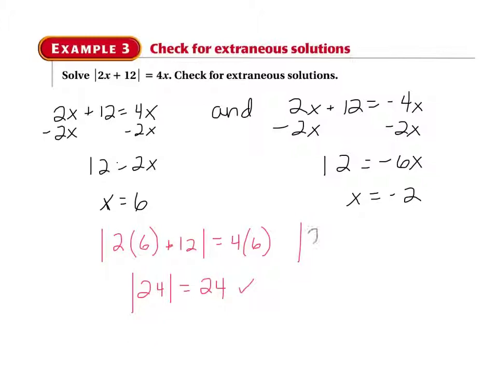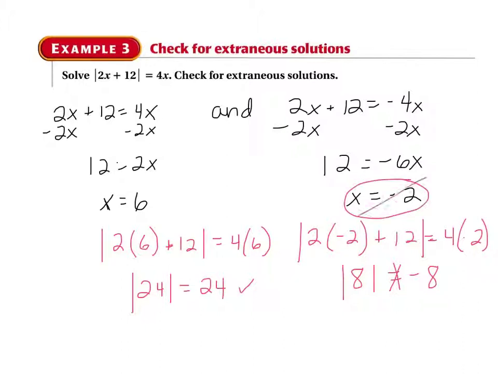Over here with a negative 2, we're going to plug in our negative 2. 4 times negative 2, and I'm already seeing an issue here, but let's keep going. So we have negative 2. 2 times negative 2 is negative 4. Negative 4 plus 12 is 8. So we have the absolute value of 8 there, and we have negative 8 on the other side. Now that's not going to work. Those are not equal. So that means that negative 2 cannot be a solution here.